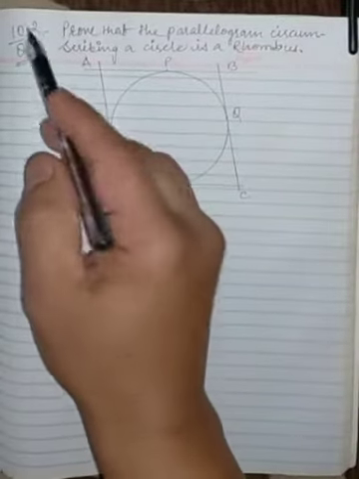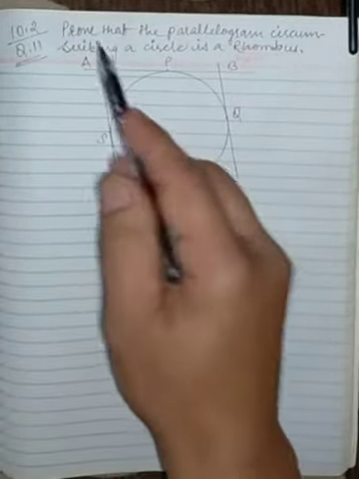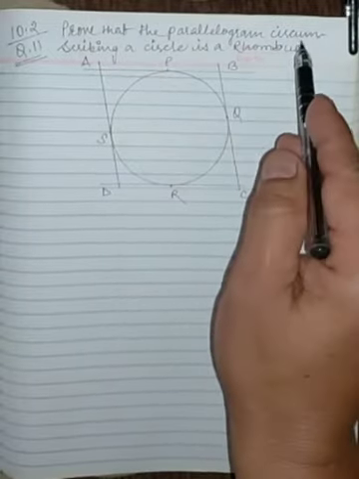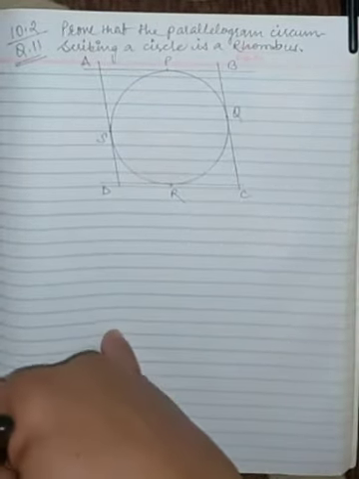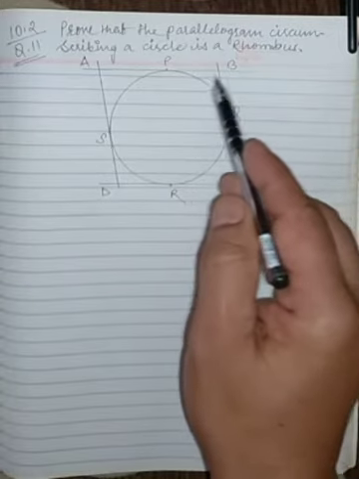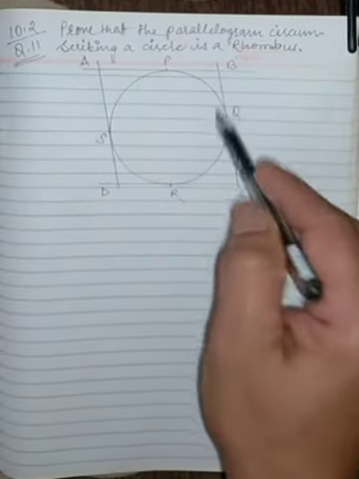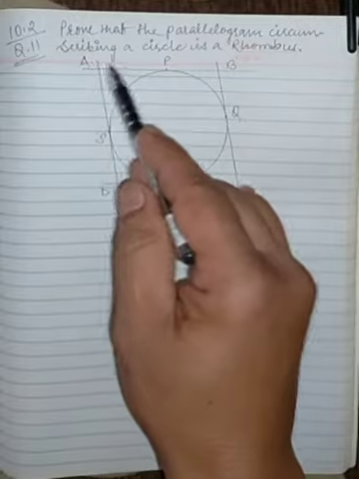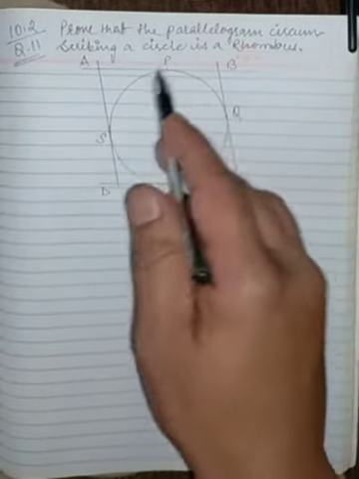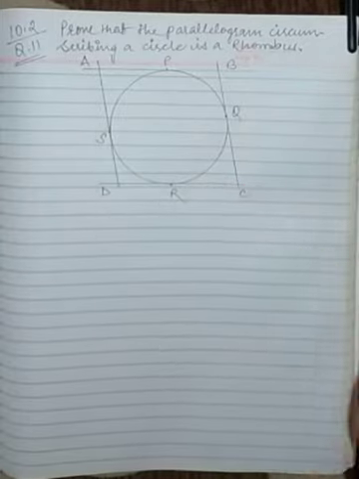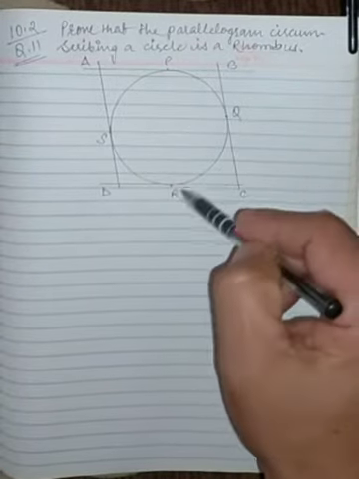In exercise 10.2, question number 11, we have to prove that the parallelogram circumscribing a circle is a rhombus. For this, here I have drawn a figure, a circle, and a parallelogram ABCD circumscribing the circle. That means it is touching the circle from all its four sides, and the points of contact are P, Q, R, and S.